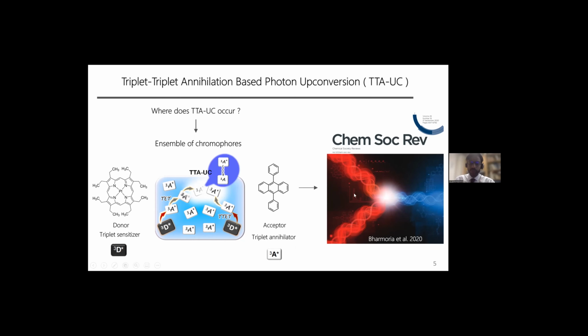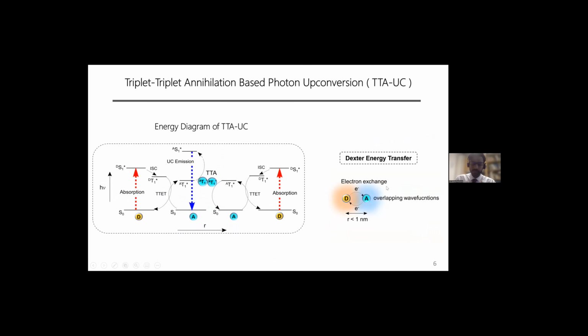So in TTUC, you can see that we excite two sensitizer molecules, and that results in the formation of one acceptor photon emission. So you can see over here that two low energy photons are combining to form one high energy photon.